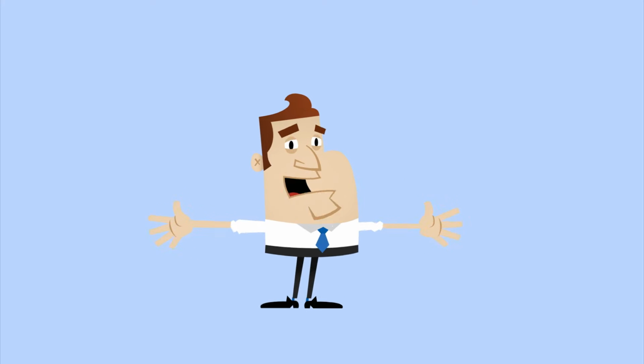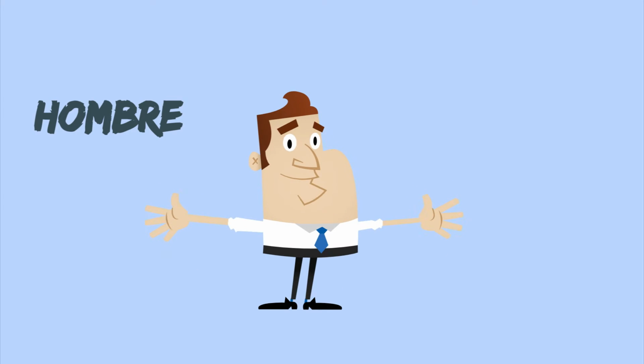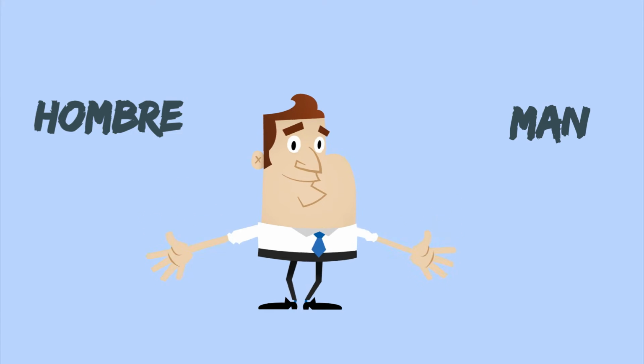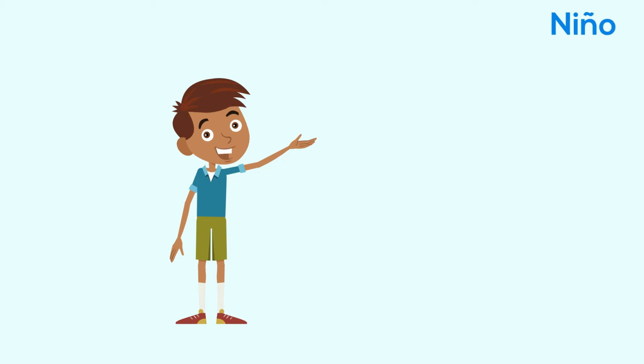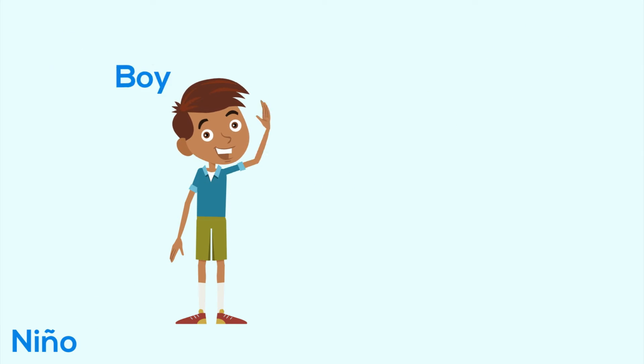Now, the first word for today is hombre. Notice you don't pronounce the H. Hombre means man. The second word is niño. Niño means boy. When we talk about the weather and the current of El Niño causing a lot of problems, it's because it's a naughty niño, a naughty boy.